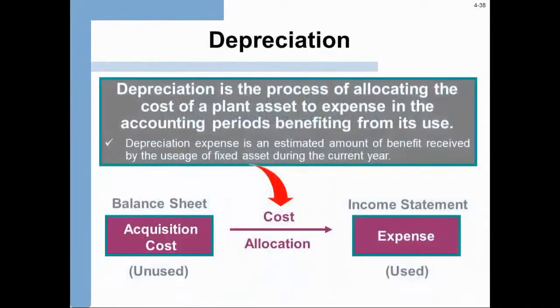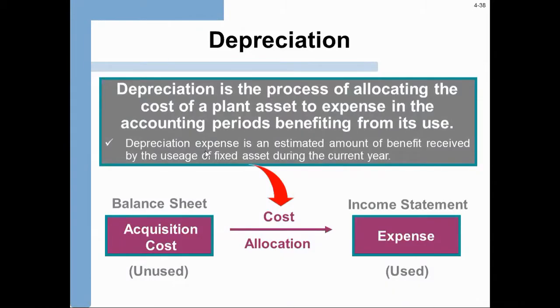Next comes depreciation. From its definition, it is very clear that depreciation is basically the process of allocating the cost of the plant asset to expense in the accounting period benefiting from its use. Depreciation expense is an estimated amount of benefit which we receive from the plant when we use it, and we put it in the current year's income statement.